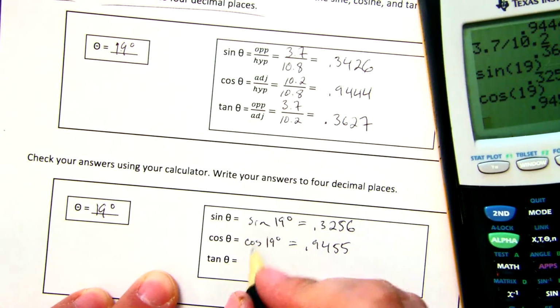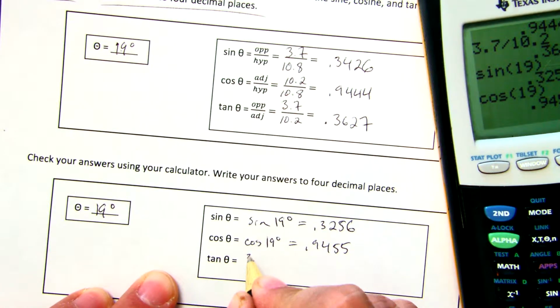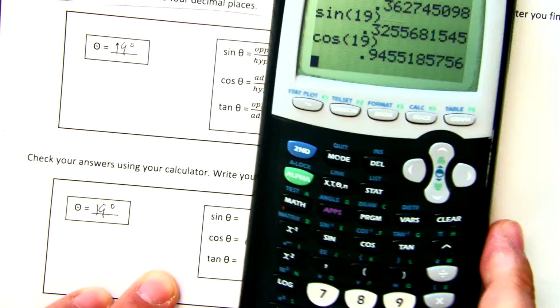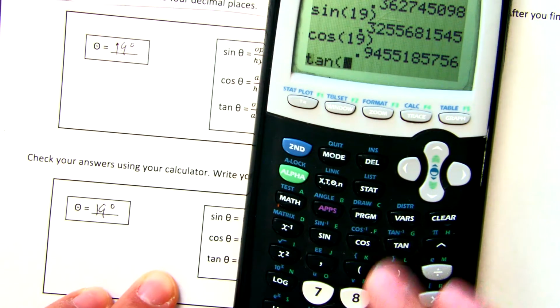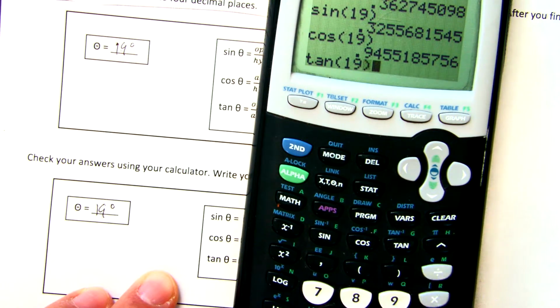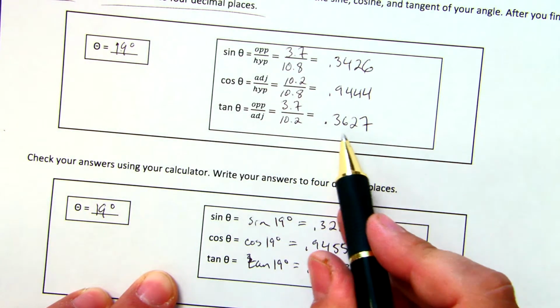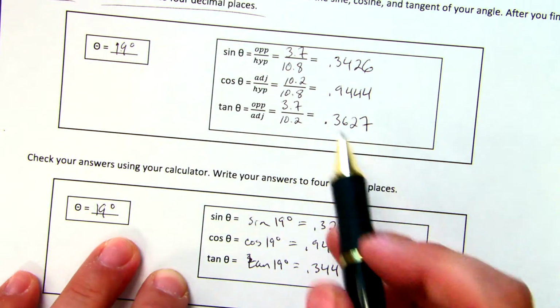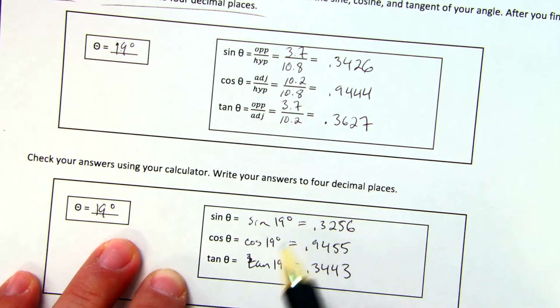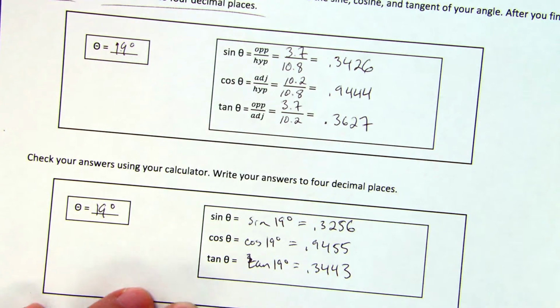Now tangent, so we're going to do tangent 19 degrees. So hit tangent here at 19, close parentheses. You get 0.3443. Up here we got 0.3627. I'm guessing that maybe this opposite measurement was not as accurate as I'd hoped.